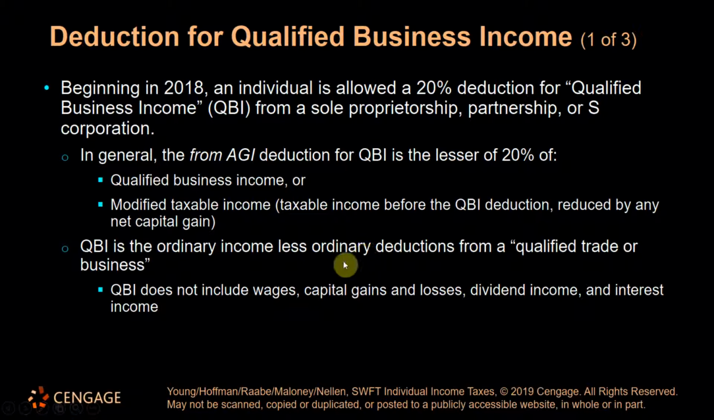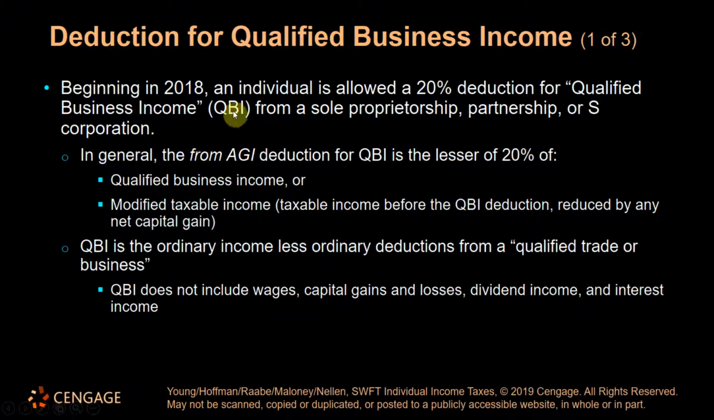There are limitations on the deductibility of qualified business income, and in general, this from AGI deduction for QBI is the lesser of the qualified business income or the modified taxable income, which is defined as taxable income before the qualified business income deduction reduced by net cap gain reported. The qualified business income does not include wages, cap gains or losses, dividend income, and interest income. So you compare these, and then you take the lesser of the two to reduce the from AGI deduction.